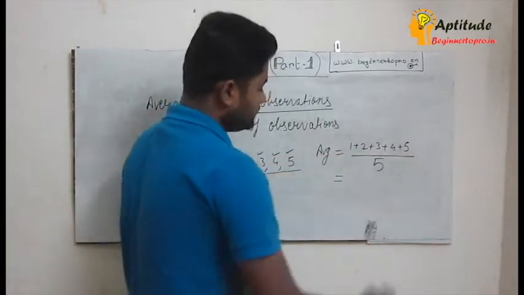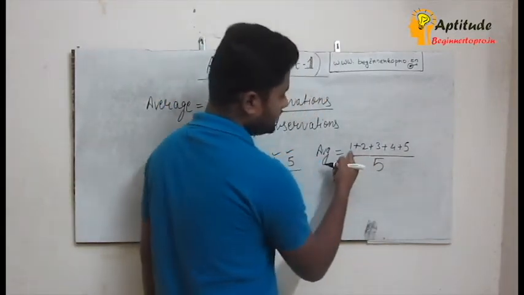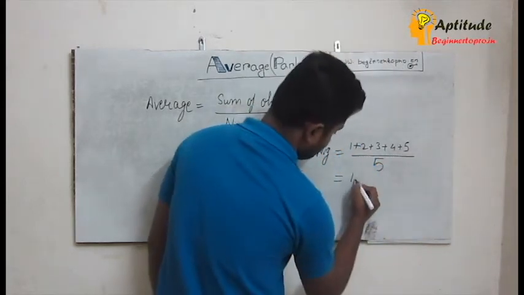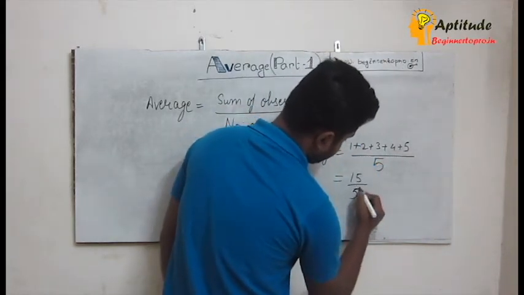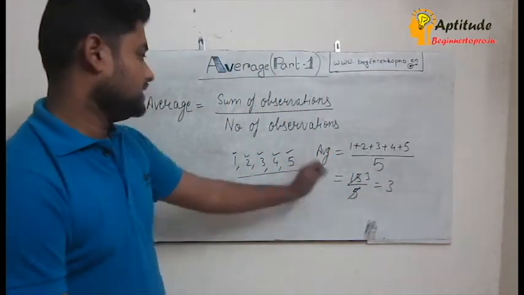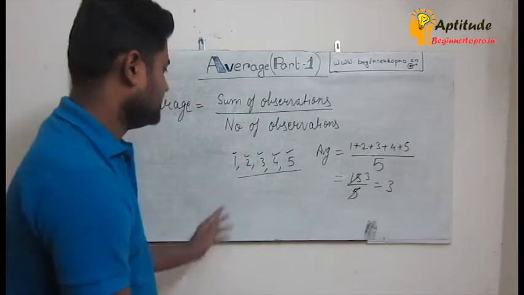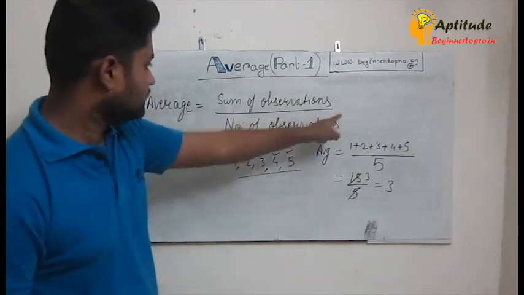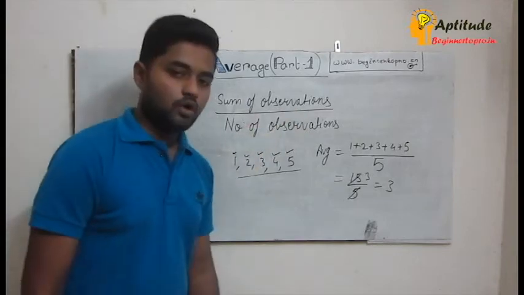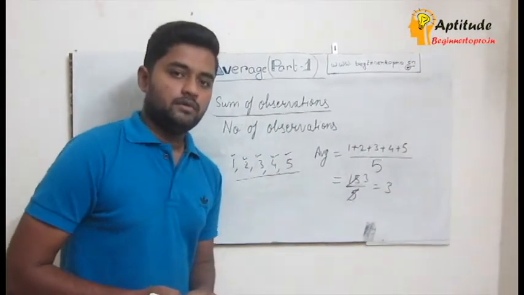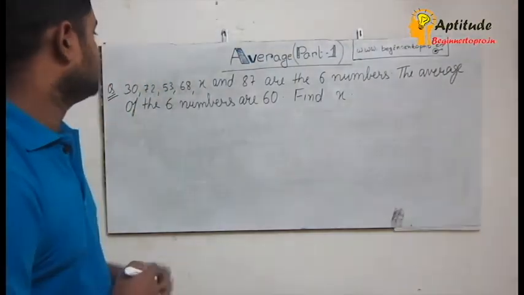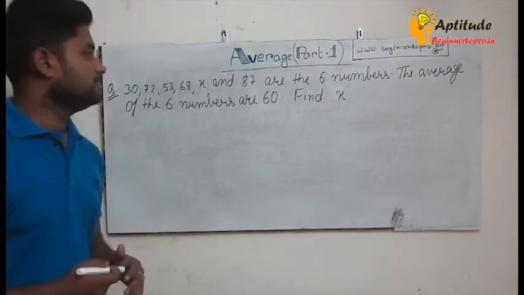So what will be the sum here? 2 plus 1 is 3, plus 3 is 6, plus 4 is 10, plus 5 is 15. 15 upon 5 is 3. So this is how you will calculate the average of any observations by using this formula: average equals sum of observations upon number of observations. Now we will see some questions. Okay, now we will see the first question, a simple one.